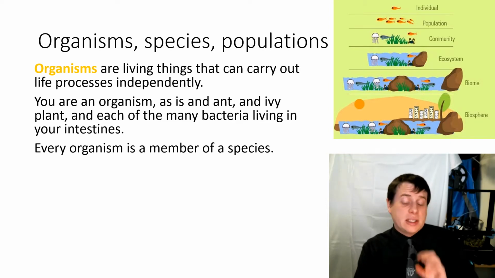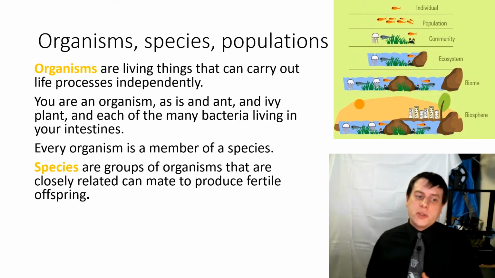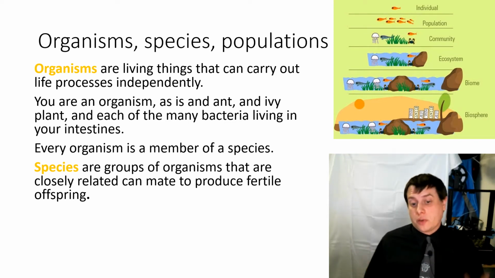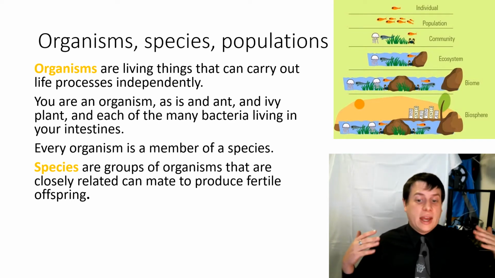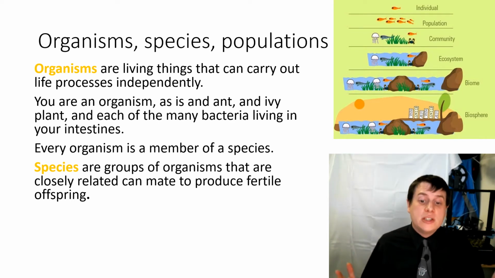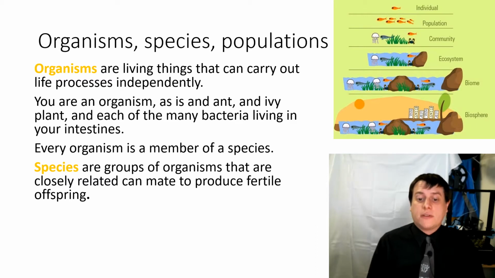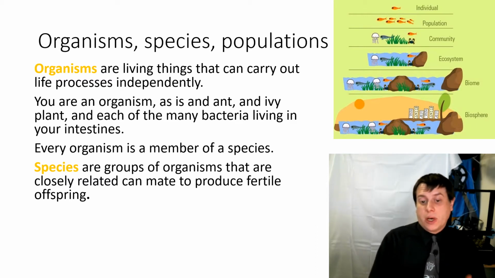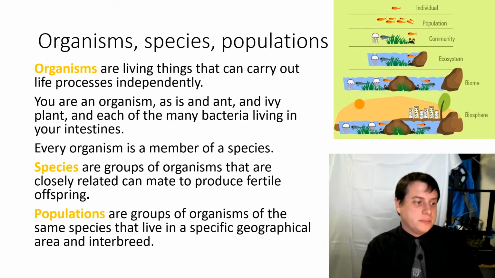Every organism is going to be defined as a member of a species, and species are groups of organisms that are closely related to one another. They can mate and produce fertile offspring. So, horses and donkeys are two different species. If they were to have an offspring, you get a mule, but a mule can't reproduce itself. So it is an infertile offspring. So that helps define horses and donkeys as two separate species.